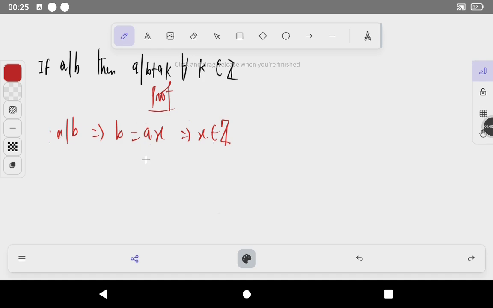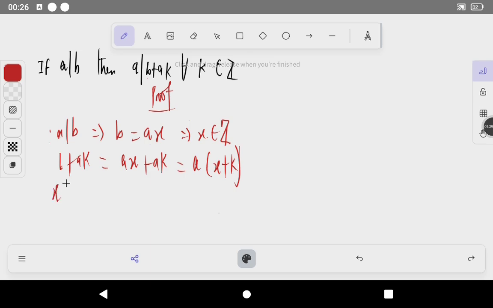Okay, so since we have this, we can now rewrite B plus AK as AX plus AK. So B plus AK will be equal to AX plus AK. Now what do you notice? We can factor out A. So if we do that, we are going to have A into bracket X plus K. Now that shows that A can divide A into bracket X plus K.